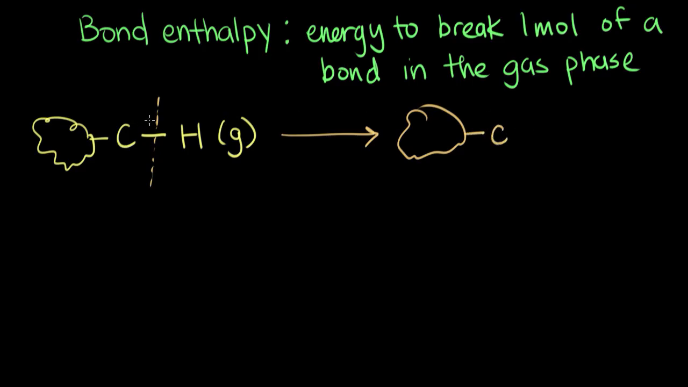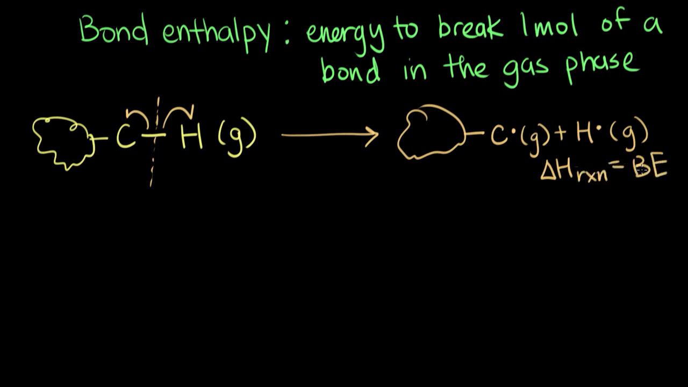And what happens is when we break this bond, the 2 electrons that originally made up the bond, one of the electrons will go to the carbon and the other electron will go to the hydrogen. We usually represent single electrons using a single dot, sort of like when you write Lewis structures, you can write lone pairs with 2 dots. So here's our carbon with 1 dot, or 1 electron, and our hydrogen with 1 electron, and these are both still in the gas phase. The delta H of this reaction is the bond enthalpy, which I will abbreviate as BE.